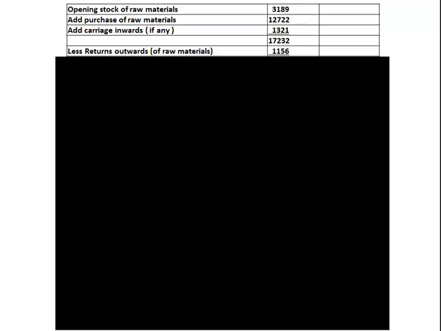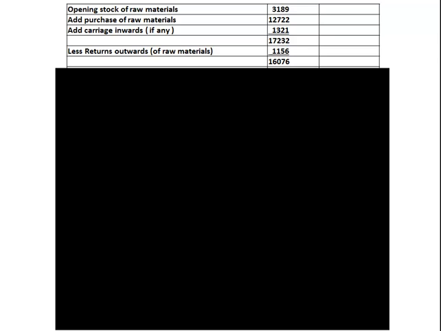Now we'd have to allow for any returns. Perhaps the orders were wrong, or perhaps some of the components received were faulty, or the raw materials were not good quality. So we'd return those, take away 1,156, which leaves us the amount we actually used of 16,076.